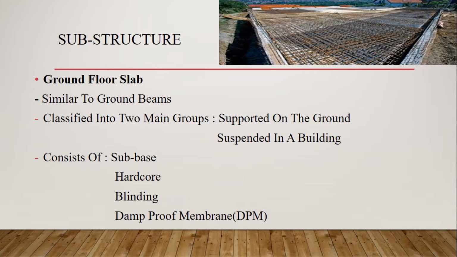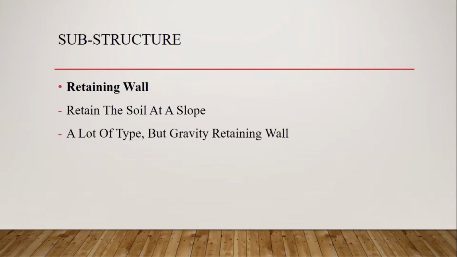Subbase is usually covered with a layer of organic soil we call topsoil, which is unsuitable for building. Hardcore is to form a firm base and act against capillary action that would suck water from the soil. Blinding is to provide a level surface onto which the membrane or concrete slab can be placed. And the last is the damp-proof membrane (DPM). It is to prevent moisture rising from the ground into the interior of the building.